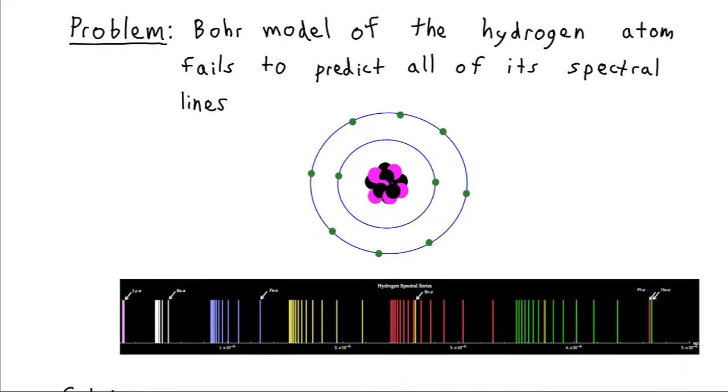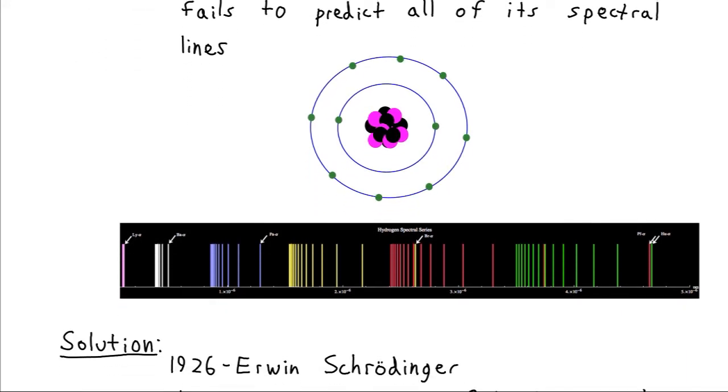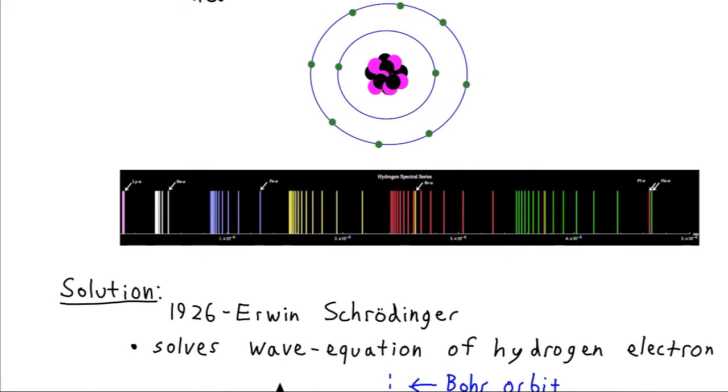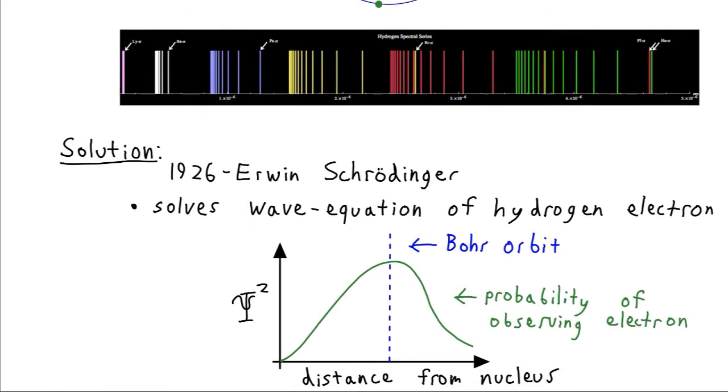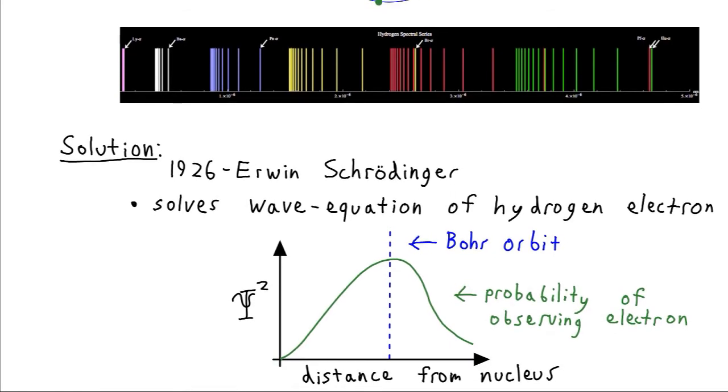Well, the solution to this comes in 1926 from Erwin Schrodinger, and he comes up with a wave equation for this hydrogen electron, and this wave equation describes all of the properties it's possible to know about this electron. And so it's capable of predicting the full spectral series. If you square the wave equation, that gives you the probability of finding the electron at a particular location and time.